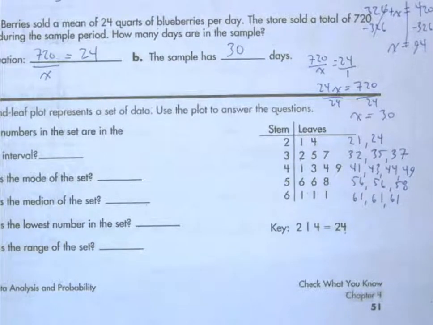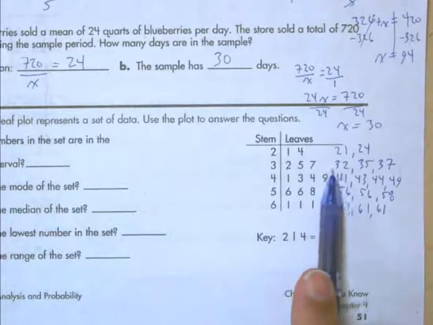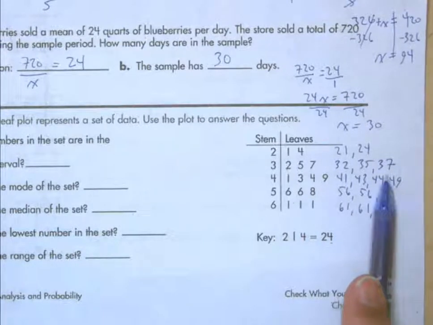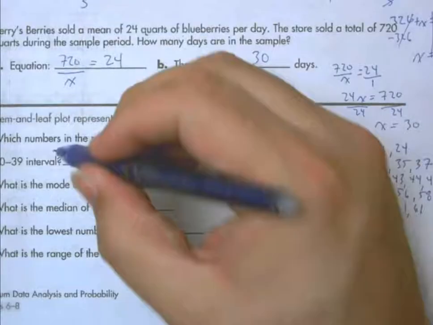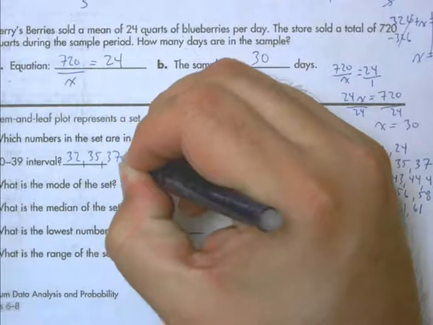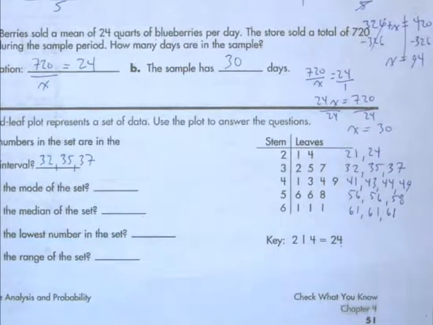Which numbers in the data set are in the 30 to 39 interval? So question number 1. I look in the 30s. Which ones are in 30 to 39? Well, it's 32, 35, and 37. So that would be my answer here. What is the mode of the set? Which one occurs most often? Well, it's in order from least to greatest, although it's not in a line, so we should be able to tell that.